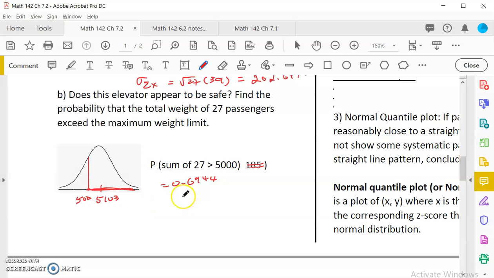So this is likely, not unlikely. That means if a group of all males comes in, it's very likely, not unlikely. So it's likely to happen for 27 males. So it's not safe.